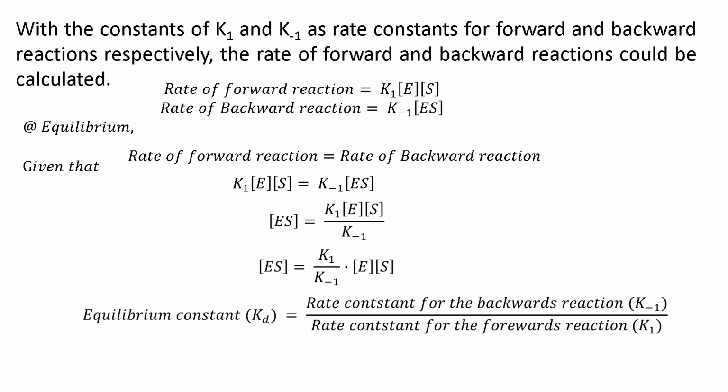Okay. So it is simply that Kd is equal to K minus 1 over K1. So the equilibrium constant Kd is equal to K minus 1, which is the rate constant for the backward reaction, divided by K1, which is the rate constant for the forward reaction. So if you invert that, we see that 1 over Kd will be equal to K1 over K minus 1, which we have seen in our equation.